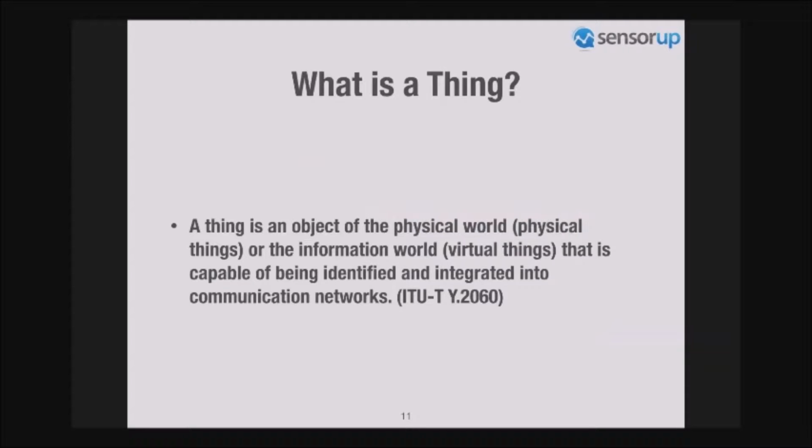First, the definition of a thing. A thing, this is from ITU-T, a United Nations standard body: an object of the physical world. So it could be a physical thing. Our standard is able to accommodate a physical thing, a table, a chair, or a virtual thing. It could be a derived thing from a physical thing.